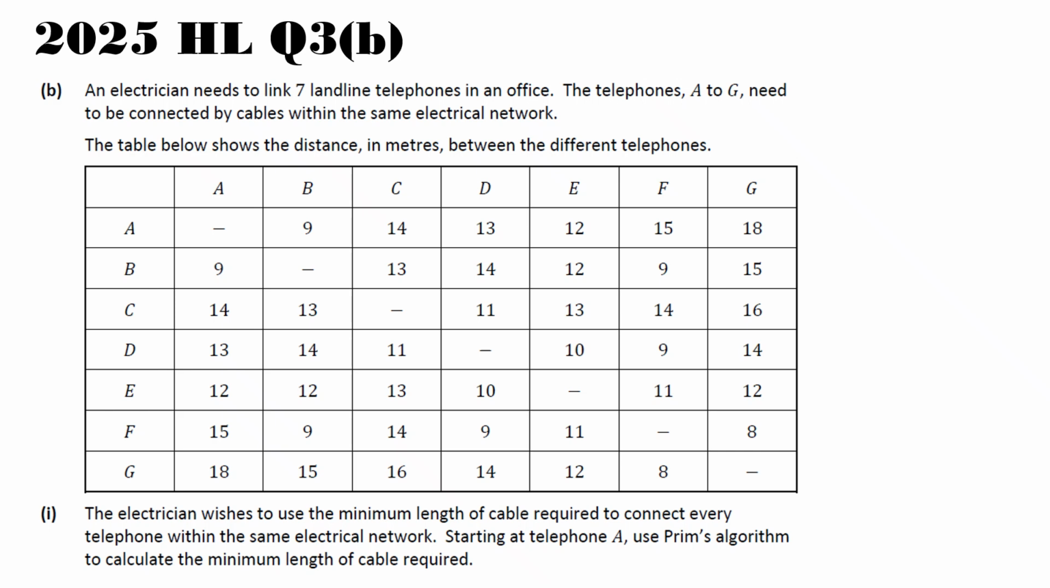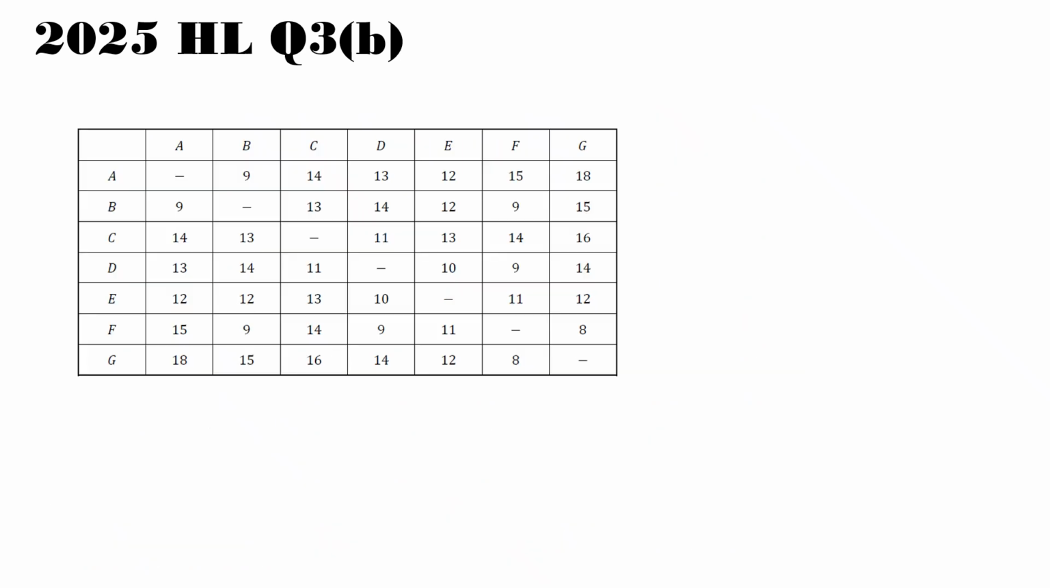Part 1 then says the electrician wishes to use the minimum length of cable required to connect every telephone using the same electrical network. Starting at telephone A, use Prim's algorithm to calculate the minimum length of cable required. So Prim's algorithm works from a matrix, which this is. You can draw out the network, but that is going to waste time. So it is important that you know how to work from a matrix using Prim's algorithm.